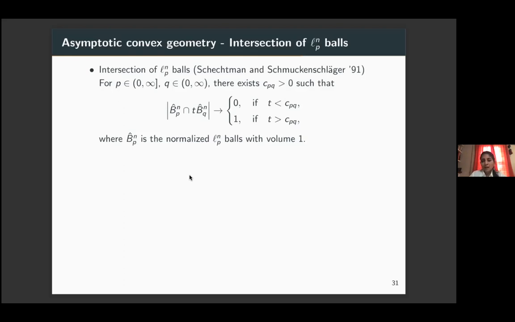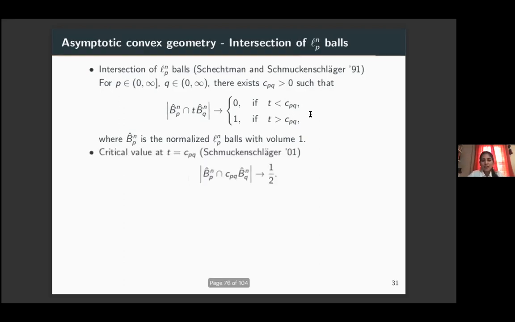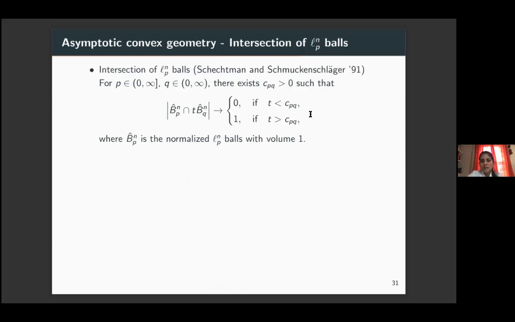Okay, so this is a very interesting result. And of course, this begs the question, what is happening at t equal to C_PQ? Because you have this phase transition, what's happening at that level? And that was answered a decade later by Schmuckenschläger, who showed that it goes to half. But maybe two lines about how this is proved.